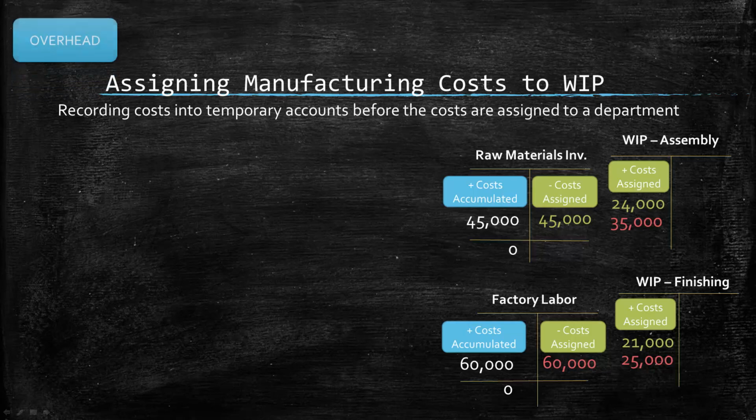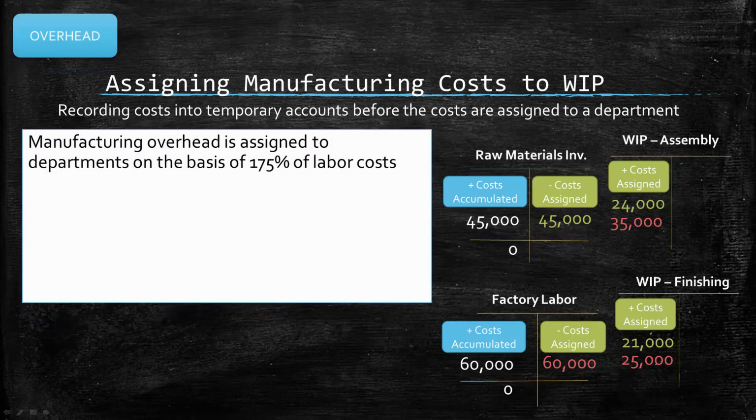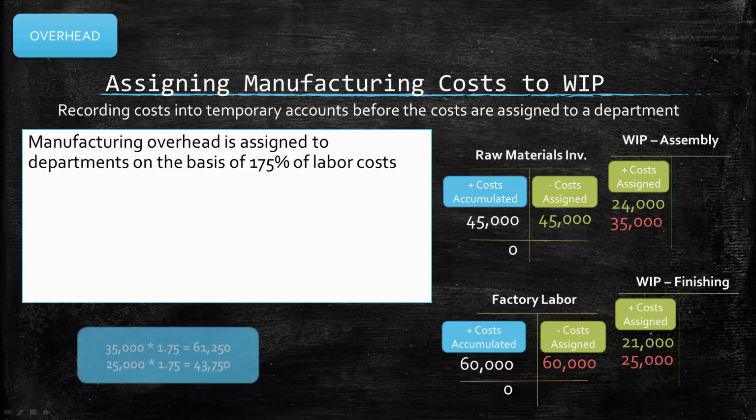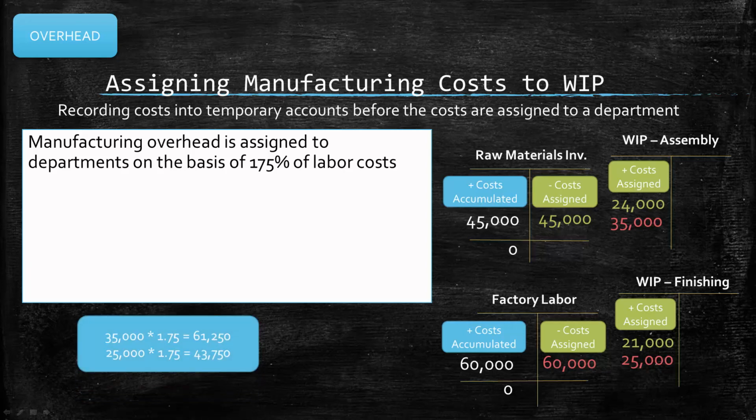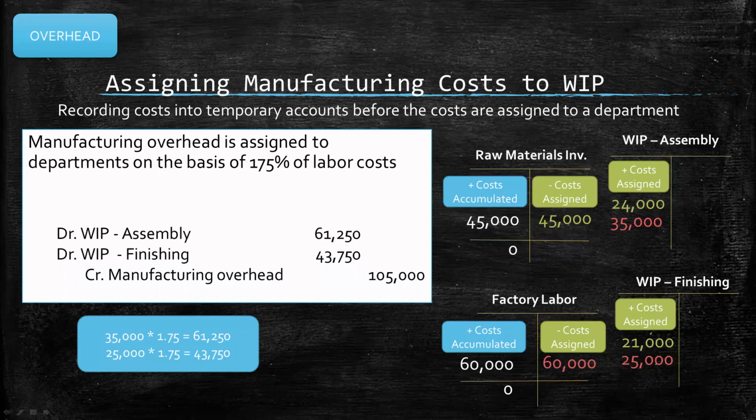Next, let's look at our journal entry relating to overhead. Manufacturing overhead is assigned to departments on the basis of 175% of labor costs. So the first thing we need to do is find our labor costs that we had just assigned in the previous journal entry, multiply them by our rates, to figure out how much overhead is going to be assigned to each work in process account. And so then to assign the overhead, we're going to debit those costs into our work in process accounts and credit them out of the manufacturing overhead account. And so you can see on our T accounts, I've added those costs in for the overhead. I just didn't have room for a manufacturing overhead account, and we didn't really need it, so I just left it off on the screen.